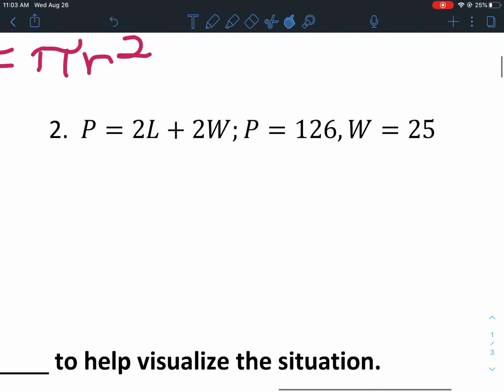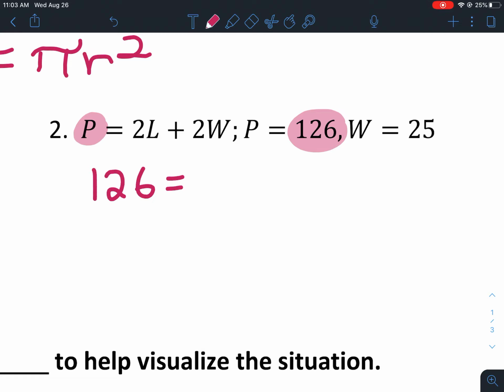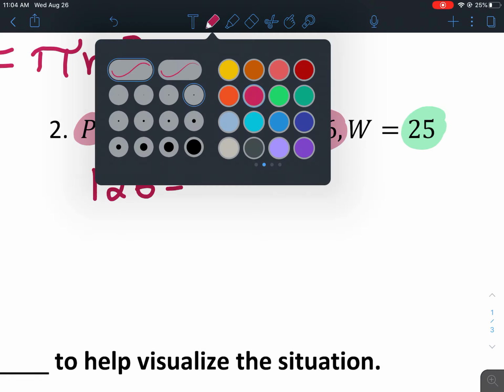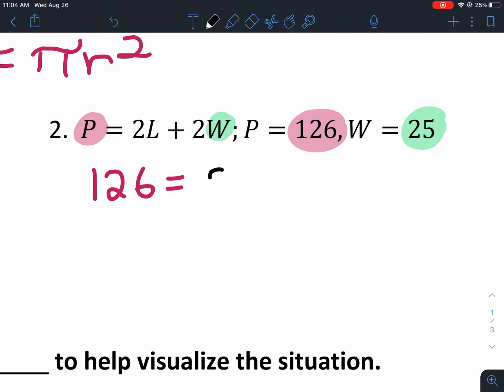This next one, I'm now given another formula, P equals 2L plus 2W. This formula probably looks familiar. It's perimeter equals 2 times the length plus 2 times the width. We're given that the perimeter is 126, so I'm going to substitute that in. And I'm also given that the width is 25. So I'm going to substitute that in for the width.